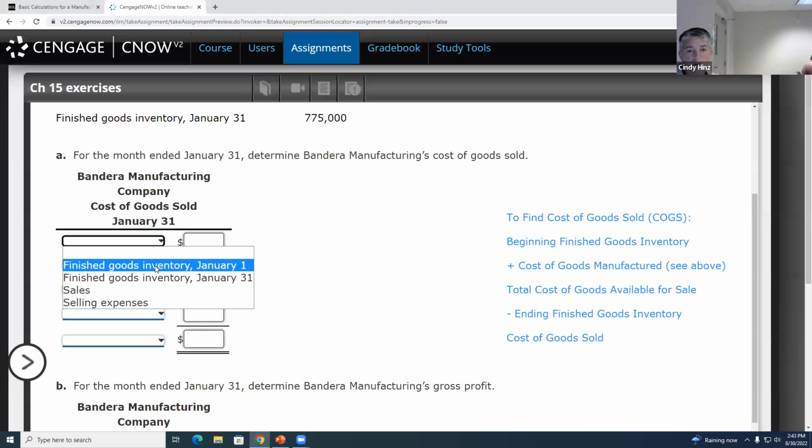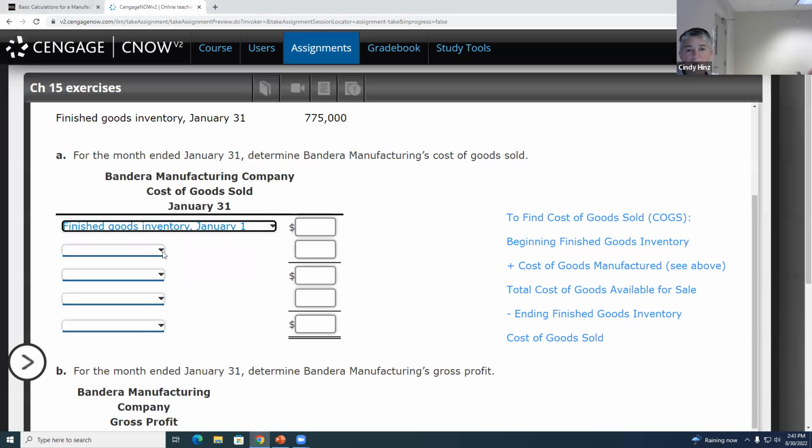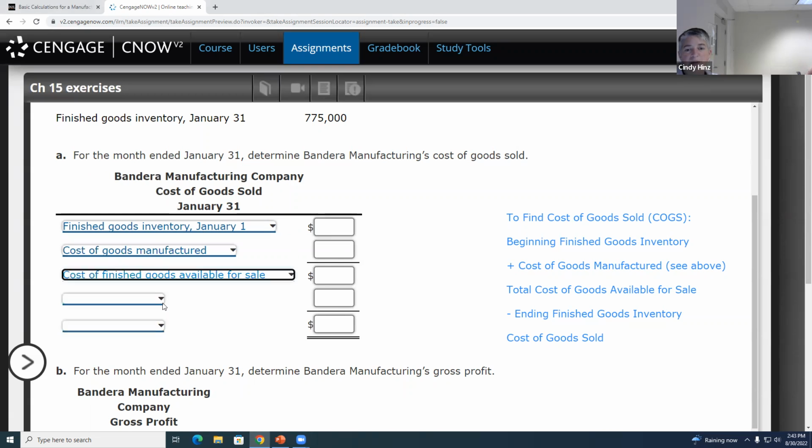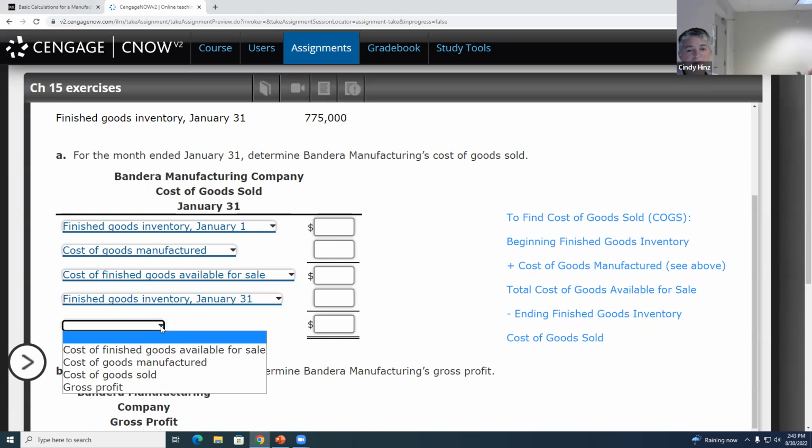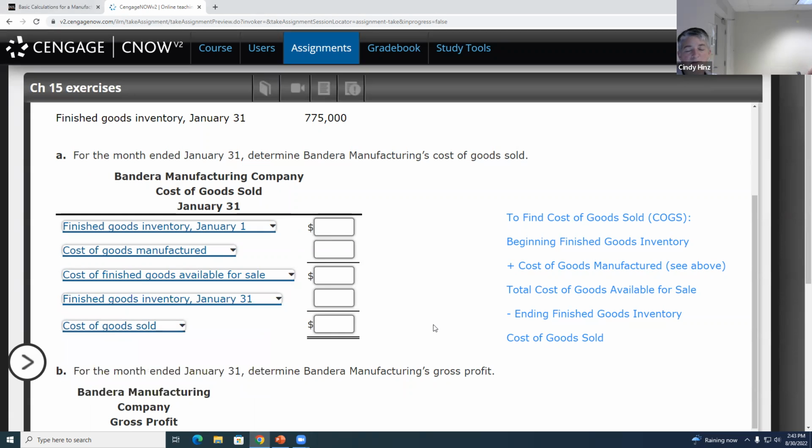What did we start with? What did we add to it? And we just saw in the last exercise how we calculate that cost of goods manufactured. That tells us how much we had available for sale. What did we have left at the end of the month? Subtract that to find our cost of goods sold. This calculation for cost of goods sold is part of the income statement.